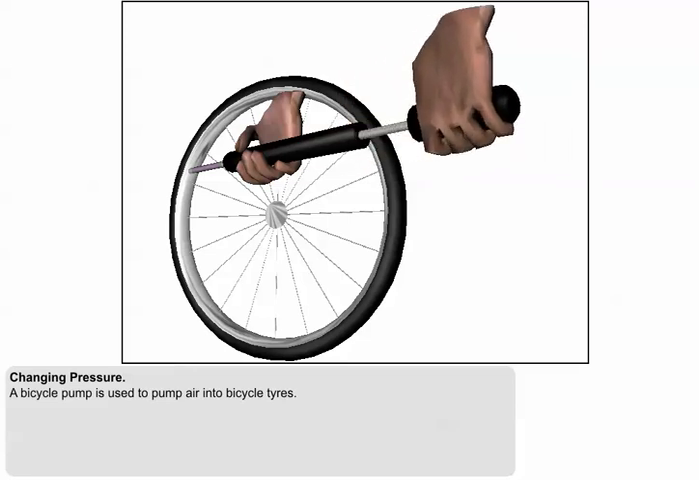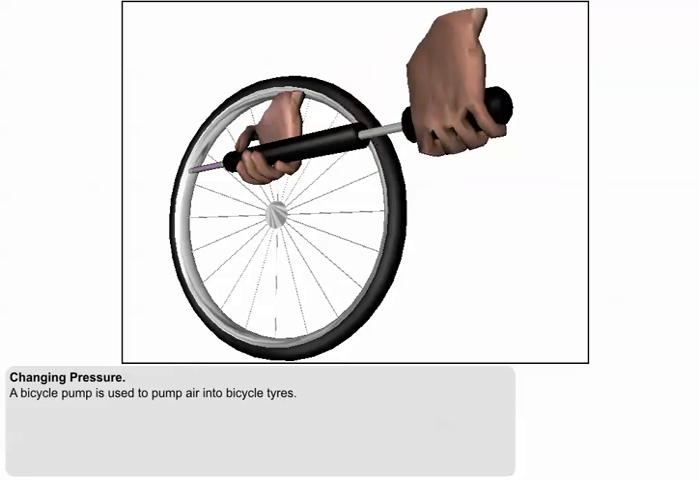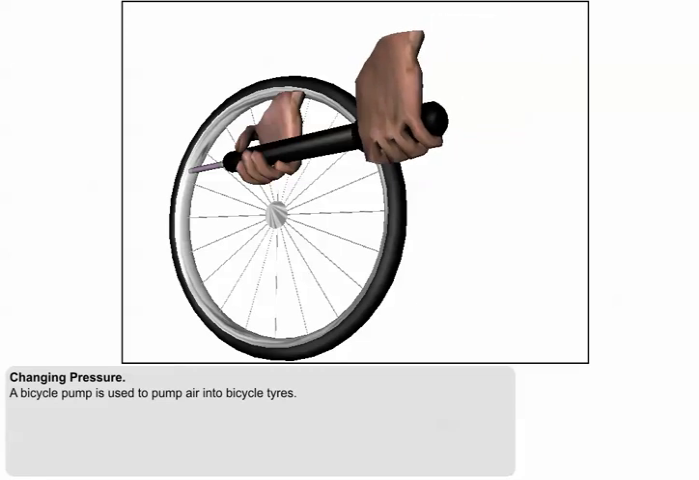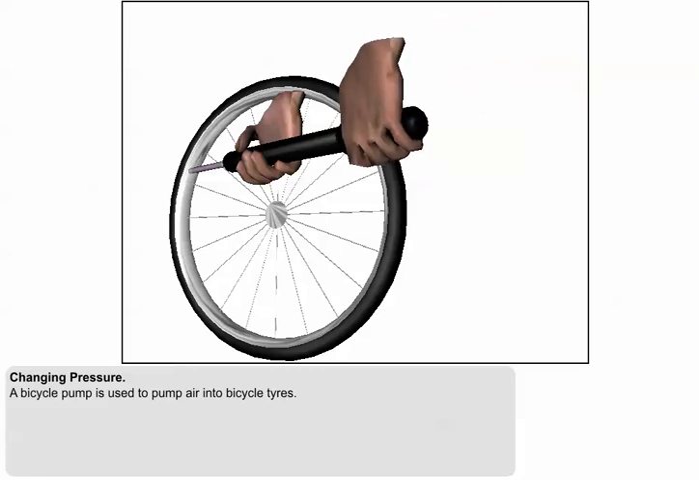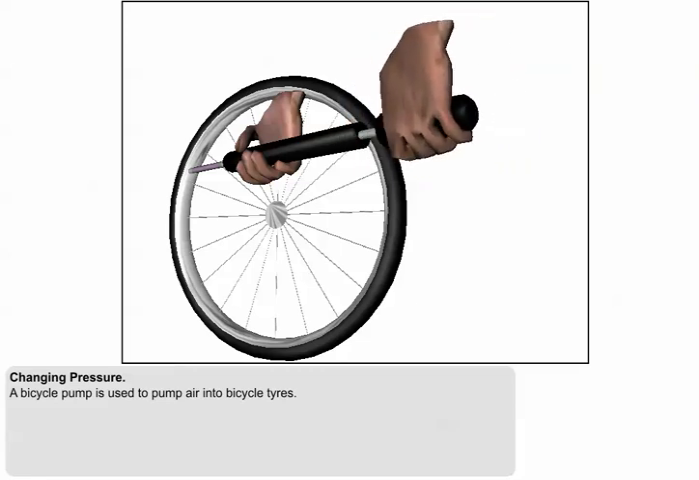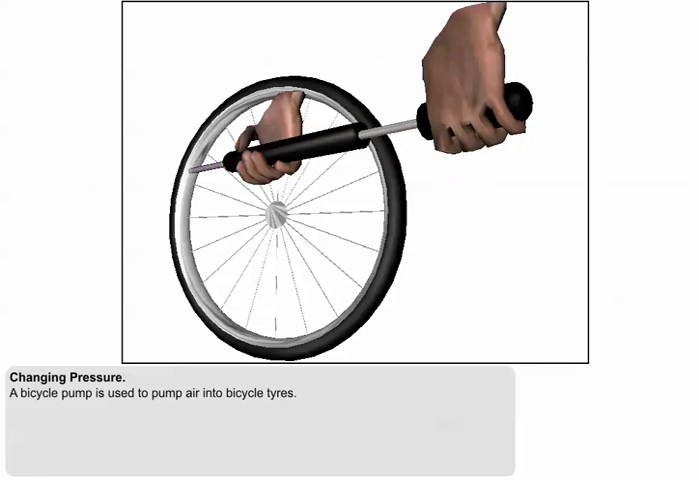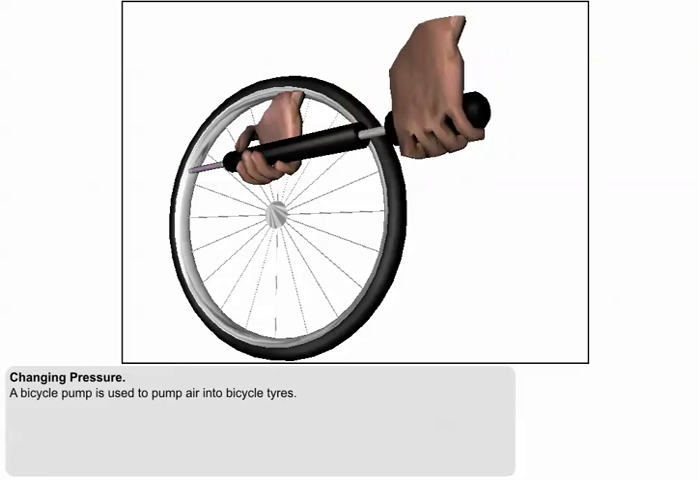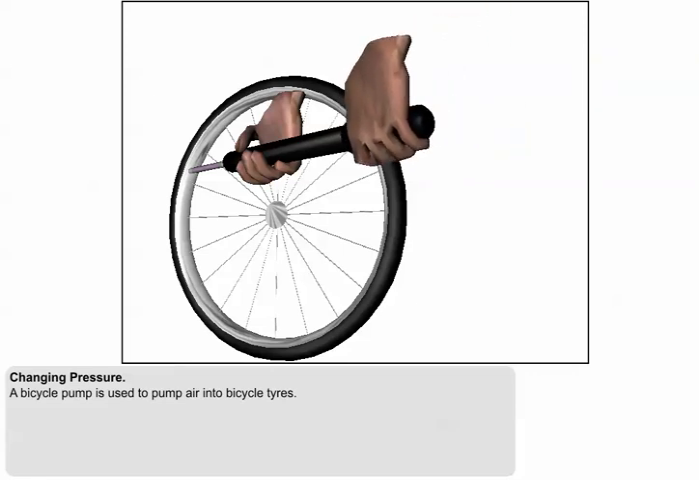Having examined the concept of pressure being transmitted through an incompressible liquid to do useful work, we will now go on to consider the case of pressure being applied to a compressible gas. This image shows a bicycle pump, which is used to pump air into bicycle tyres.